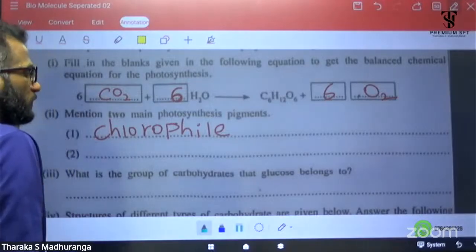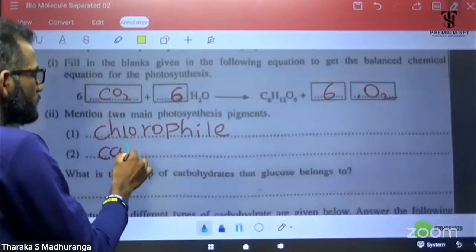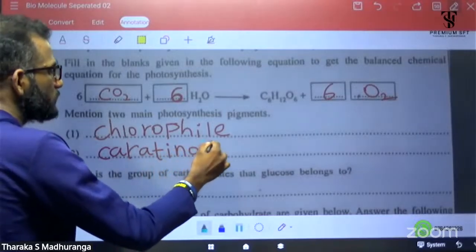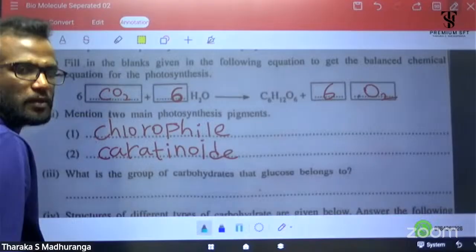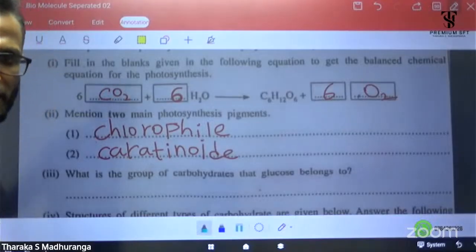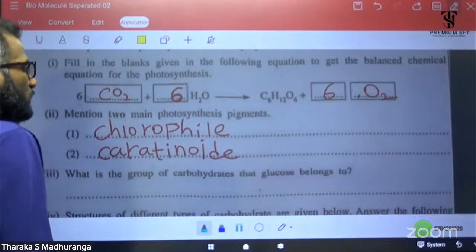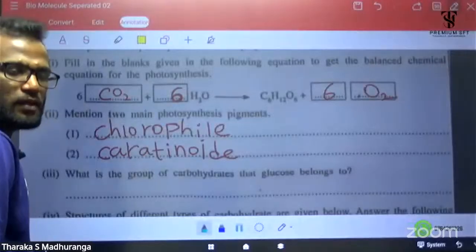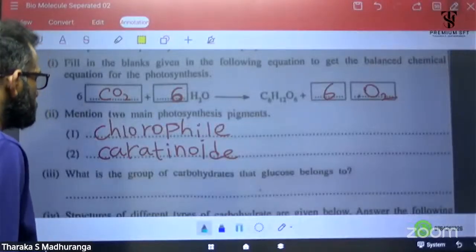The second one is carotenoid. That's another photosynthesis pigment. Carotenoid and chlorophylls are the main photosynthesis pigments.